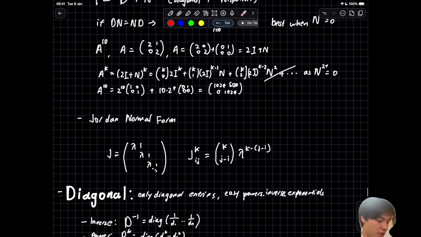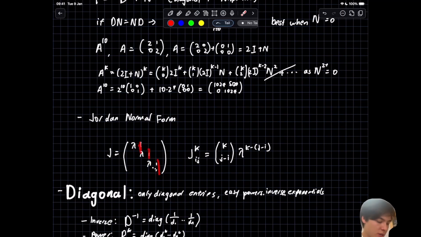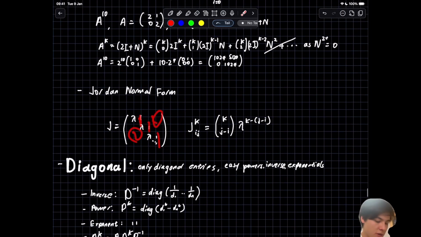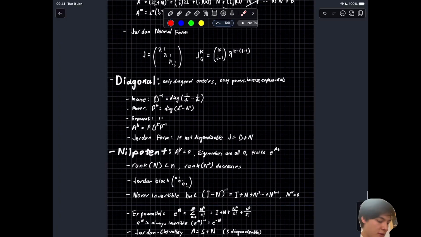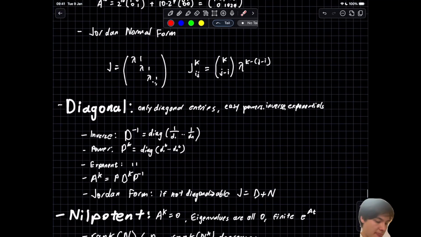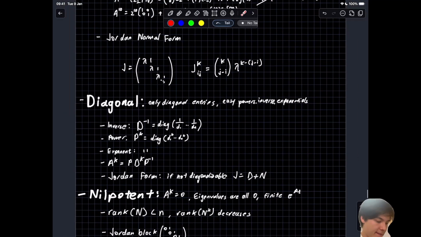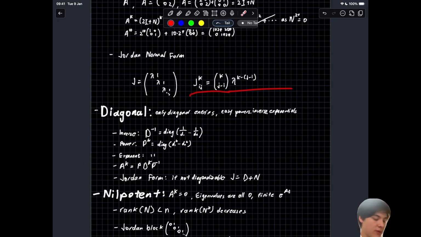The Jordan normal form would look like this. We have lambdas on the diagonal and then ones on the off diagonal beside, and here is all 0. Then it will look like this. This is what we do for the power.